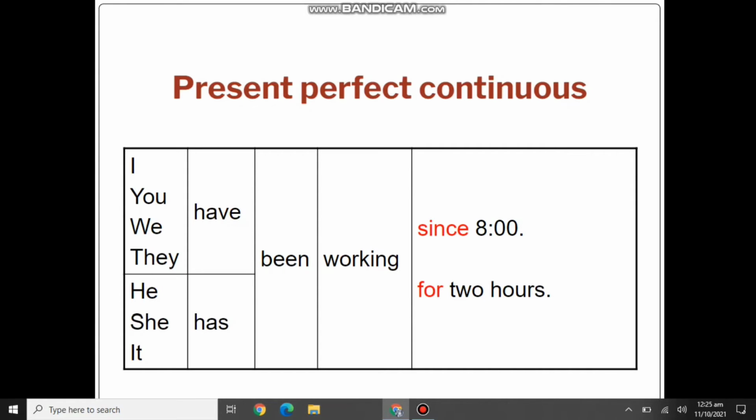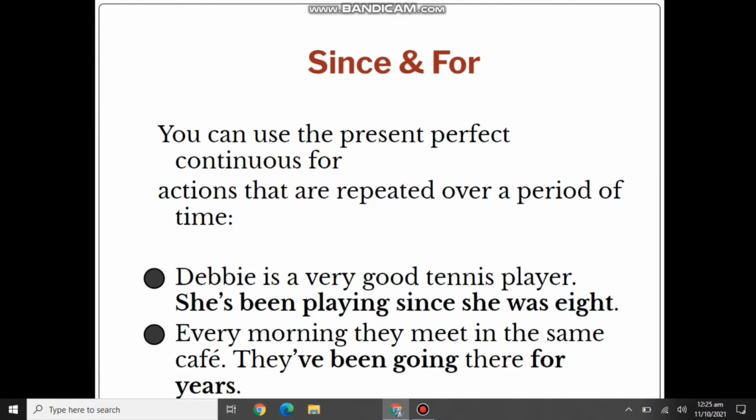Now, you can use the present perfect continuous for actions that are repeated over a period of time. Like, Debbie is a very good tennis player. She has been playing since she was 8. It talks about a period of time. It is repeated over a period of time. She is very good at tennis because she is repeating her action.